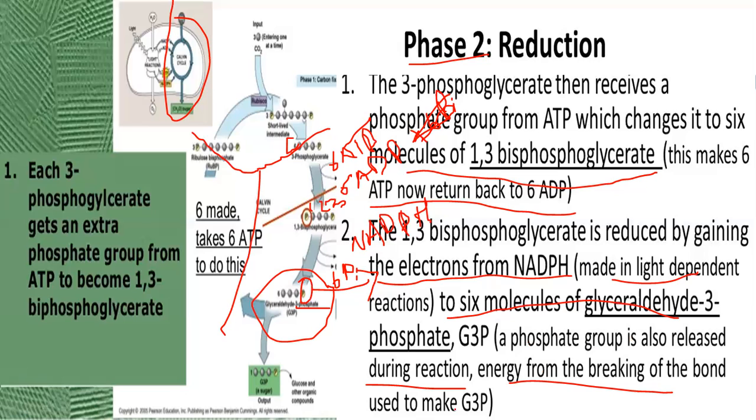And a phosphate group is also released during this reaction, and the energy from breaking of the bond, by breaking of this hydrogen bond, is utilized for making G3P. So this process, in which this compound is reduced into G3P, is called the reduction process.